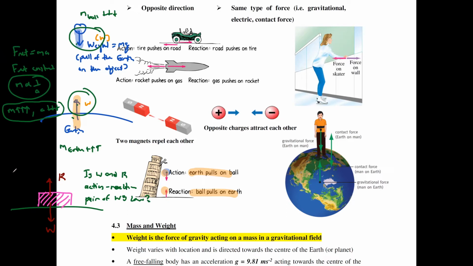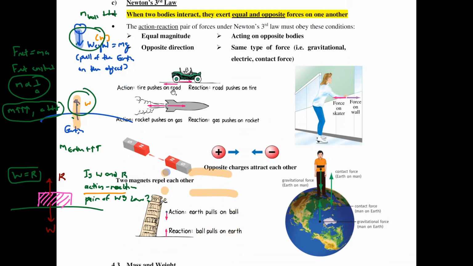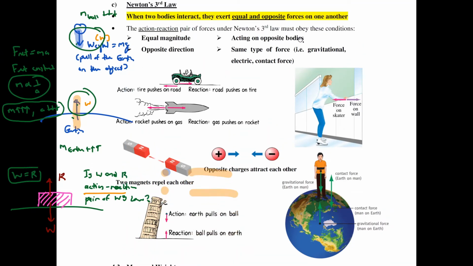Right now we say W is equal to R, because this thing is not moving. It's resting on the ground. W is equal to R. But would it be correct to say that the weight and the normal reaction force are actually the action reaction pair of Newton's third law? Let me give you a hint. Look at the criteria for action reaction pair above in the notes just now. There are some criteria that must be followed when you want to classify an action reaction pair for Newton's third law.